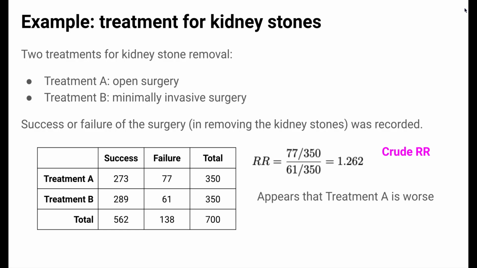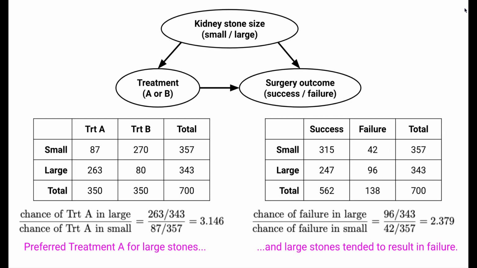350 patients received each treatment, and whether or not the surgery succeeded in removing the kidney stones was recorded. We saw that when we calculated the crude relative risk, it indicated that treatment A, the invasive procedure, resulted in worse outcomes. But we saw that the crude analysis was misleading because kidney stone size was a confounder. It was a common cause of both treatment and surgical outcome. We represented this with the causal diagram here at the top. Surgeons tended to use treatment A for large stones, and large stones were more likely to result in failure.